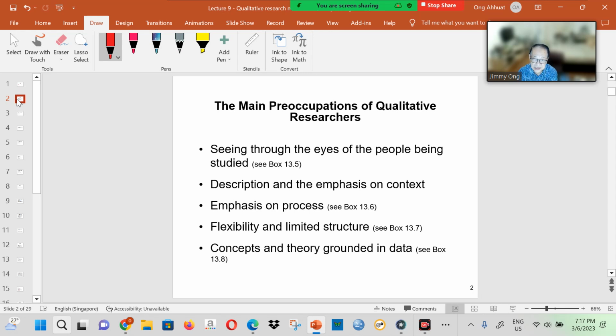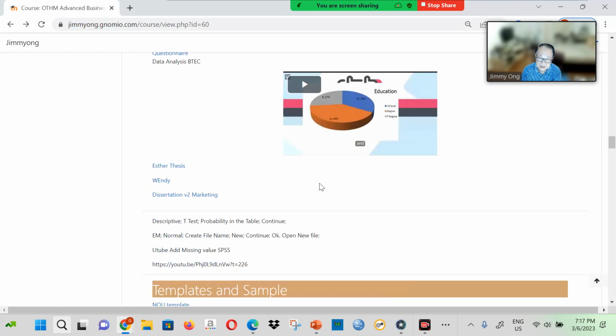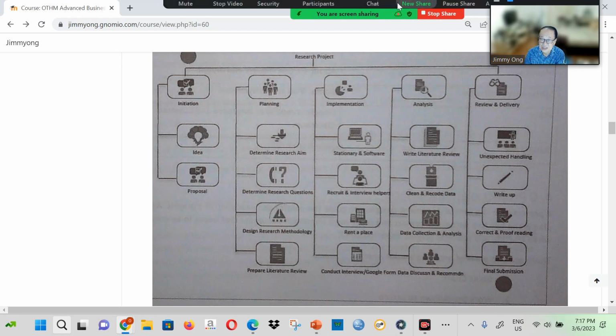So everything that you do, it may not be necessary just your eyes. So you have to see through other people's eyes. I mentioned this last week. And you need to describe and emphasize your content. Also, you need to emphasize the process. That's why I show you the process. Like these are all the process. So you need to emphasize a little bit about the process.